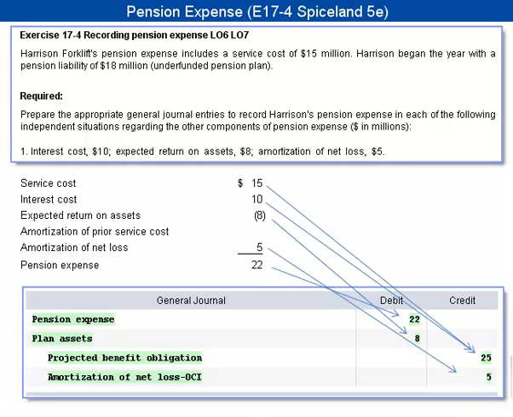And now you can see where all the numbers come from. The 22 total pension expense gets debited. The $8 million of expected returns on the assets shows up as a debit to the plan assets. The projected benefit obligation is the sum of the service cost and the interest costs. And we are left with the amortization of the net loss, which shows up as a credit of $5 million.